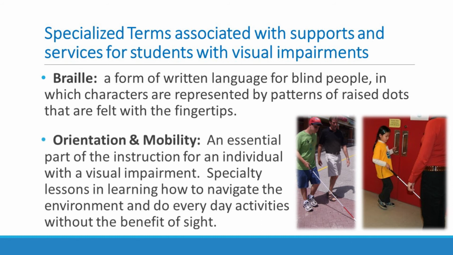Orientation and mobility, sometimes known as O&M, is an essential part of instruction for an individual with a visual impairment. Specialty lessons in learning how to navigate the environment and do everyday activities without the benefit of sight are included in the provision for these services.